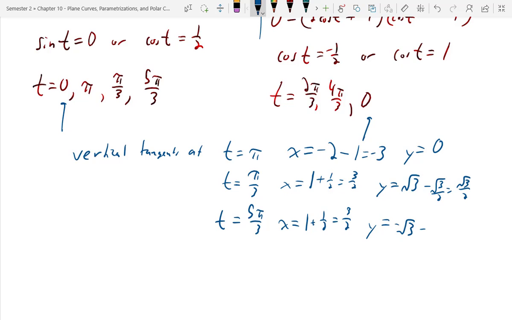And then y would be equal to 2 times the sine of 5 pi over 3, which is negative root 3, minus sine of 2t, so 10 pi over 3, so again 4 pi over 3, sine's negative. This would be plus root 3 over 2. So this gives me negative root 3 over 2.